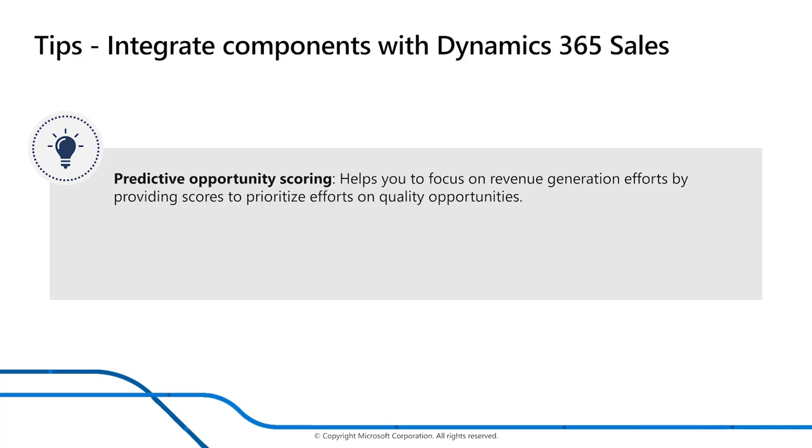Now, what we've also got here is our predictive opportunity scoring. This helps you focus on revenue generation effort by providing scores to prioritize effort on quality opportunities.